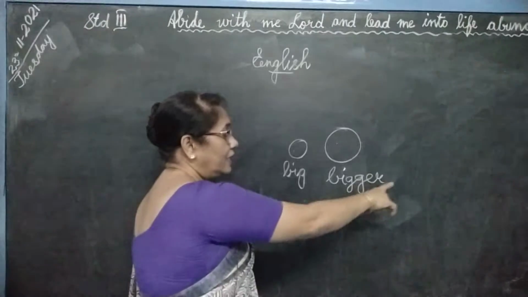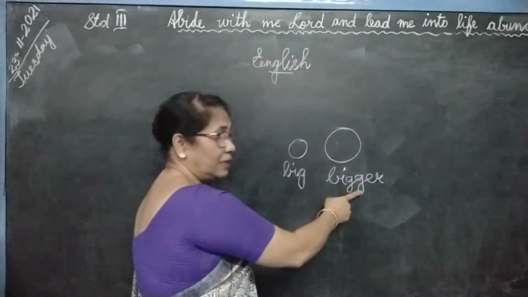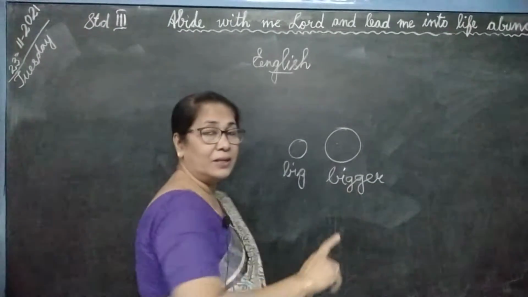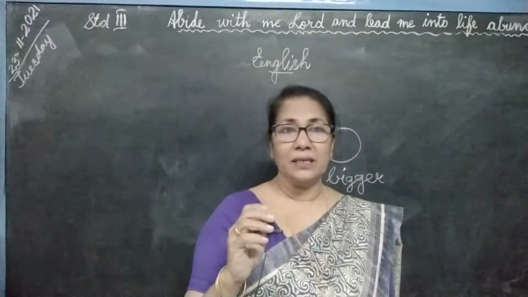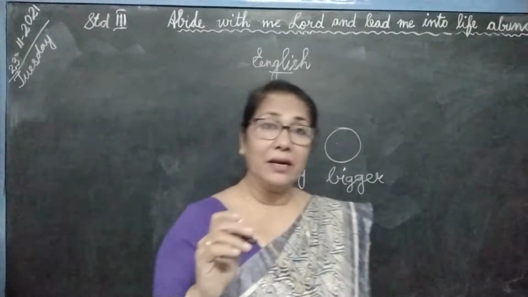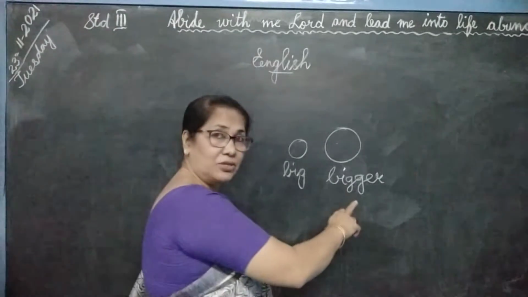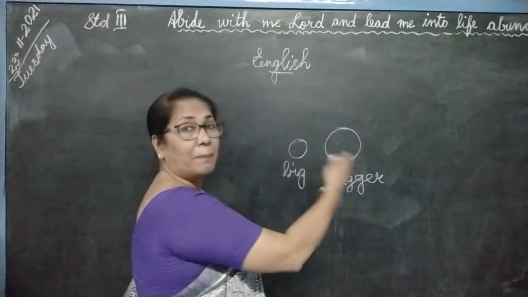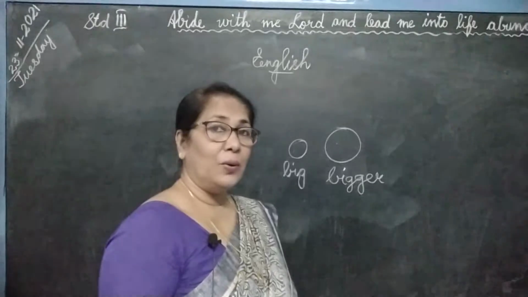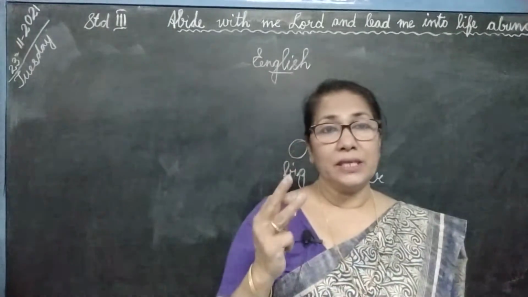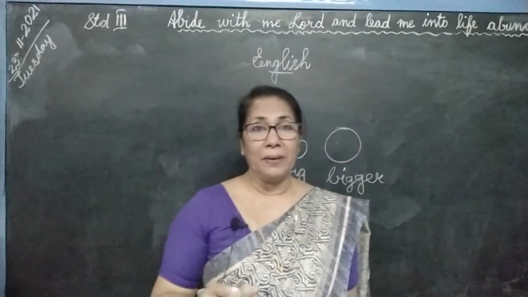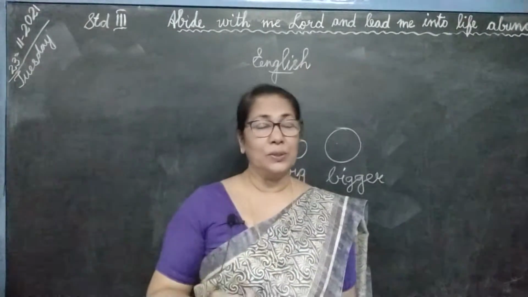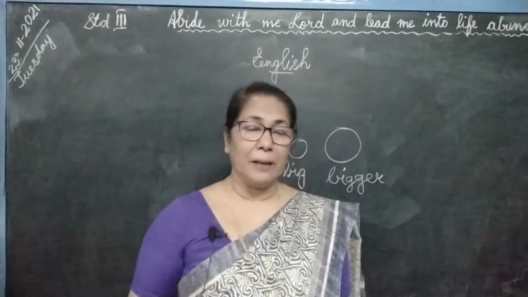We add -er, and here we double the letter, because the word gets a stress there. B-I-G-G-E-R. So this is the comparative degree. Now when you compare only two things, we use the comparative degree. Keep in mind, when we compare two things, we use the comparative degree.